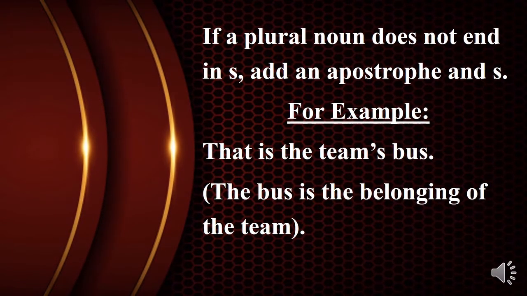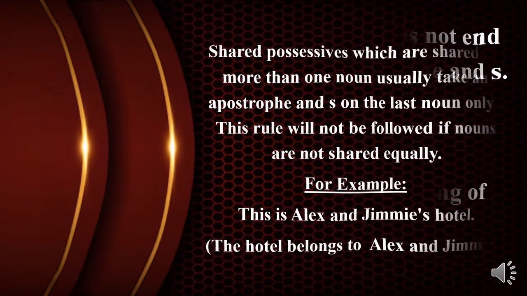If a plural noun does not end in S, add an apostrophe and S. Observe the following example here, that is the team's bus, which means that as it is evident from the example that the team is a plural noun and it does not end in S. So we have used apostrophe and S as the bus is the belonging of the team.